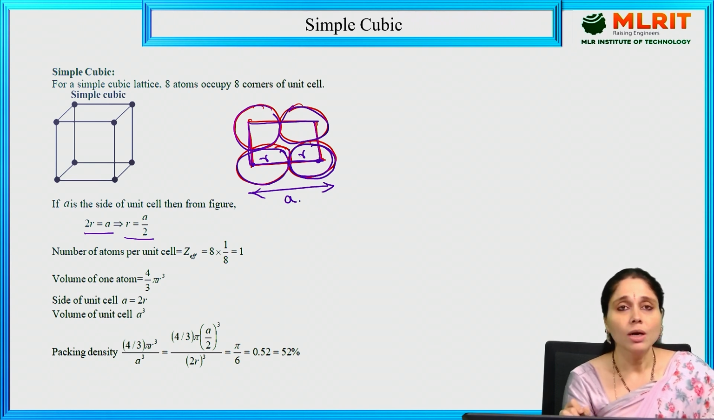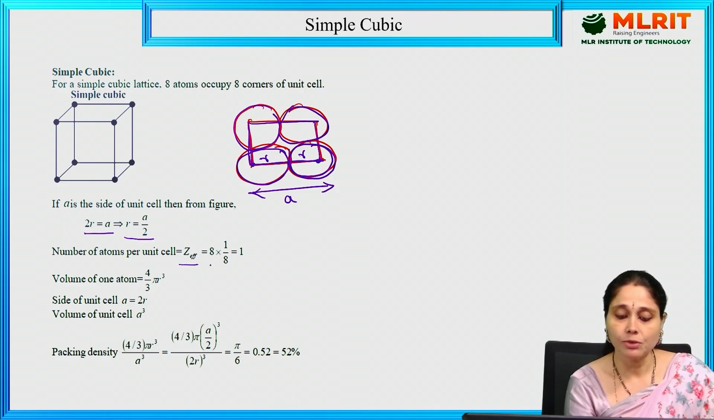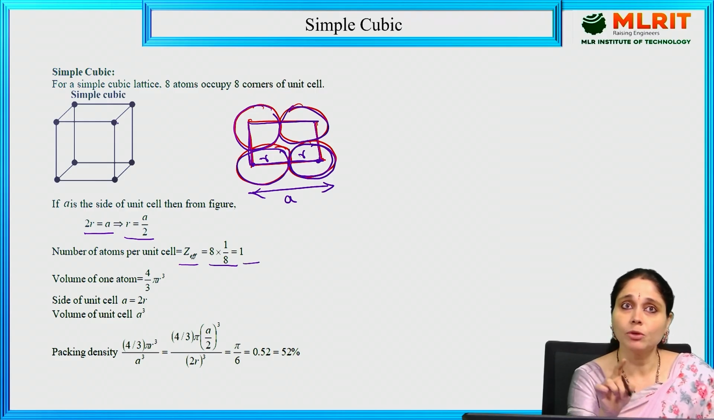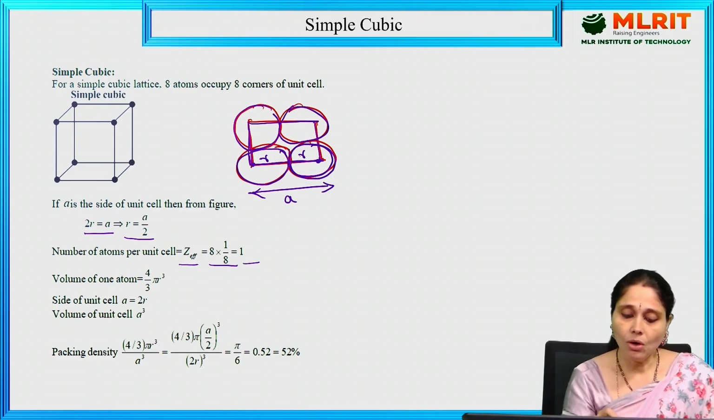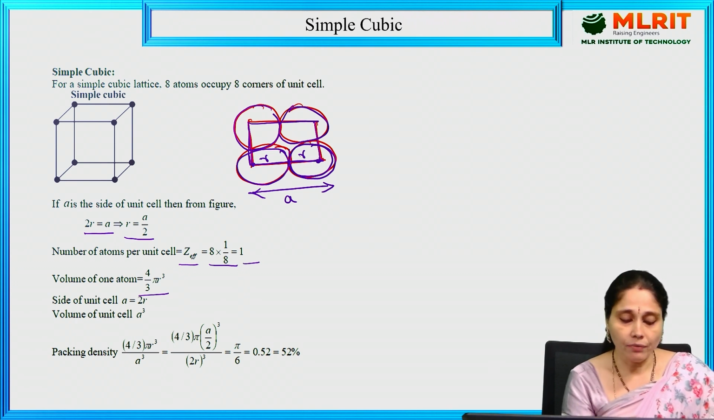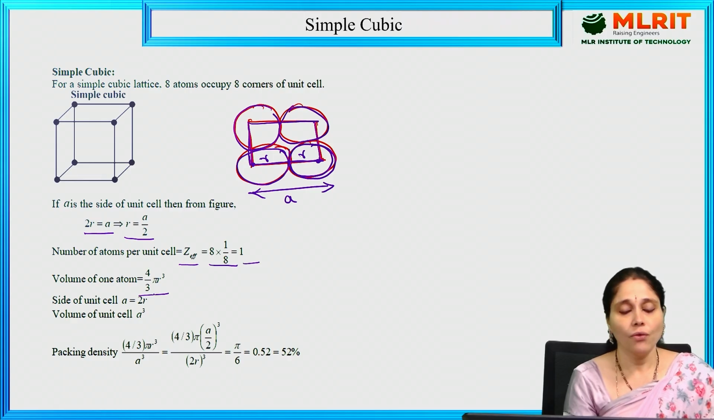Now the number of atoms per unit cell. In the previous lecture, we have already learned that the effective number of atoms Z effective is equals to 8 into 1 by 8, that is equals to 1. So the contribution of each and every atom to the unit cell is 1 by 8th. So for simple cubic, effective number of atoms is 1. The volume of the atom is 4 by 3 pi r cube. Volume of the atom means we are going to consider the atom as a sphere, so the volume of the sphere is 4/3 pi r cube.